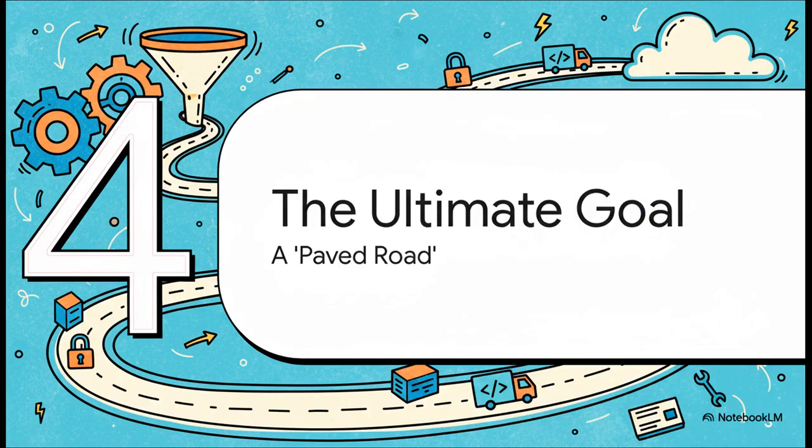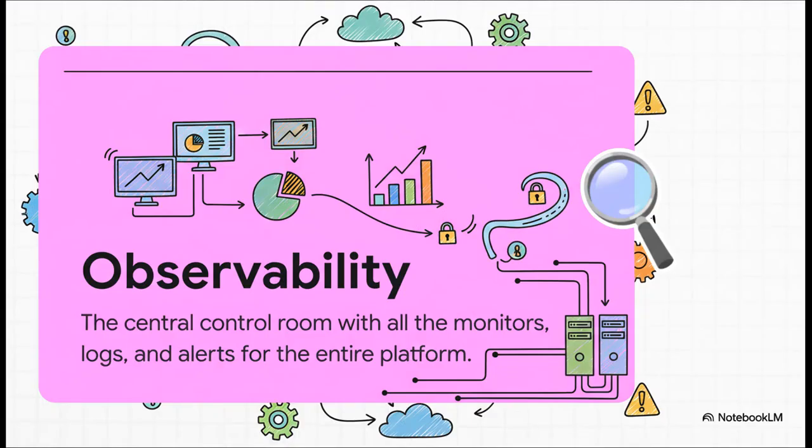So, we've seen the blueprints, the factory floor, the automated assembly line. But why? Why are we building all of this? What's the ultimate goal for the people who are actually going to use this thing every day, the developers? Of course, any factory this advanced needs a central control room, right? That's where observability comes in. It's all the monitors, all the logs, all the alerts that let us see exactly what's going on across the entire factory at any given moment. It's what lets us find and fix problems instantly.